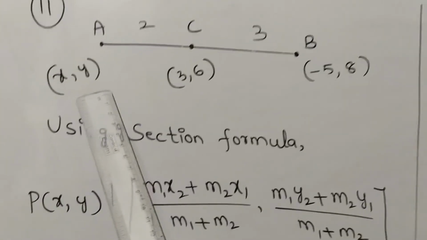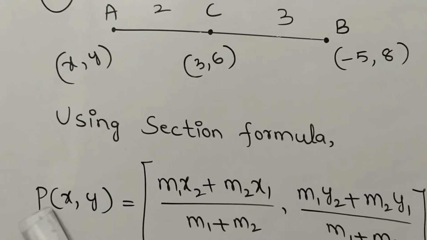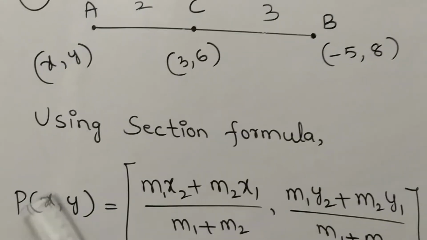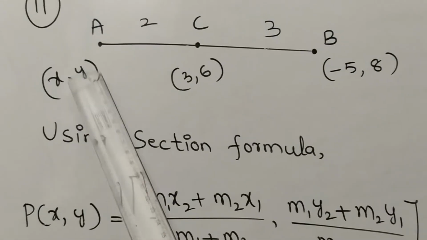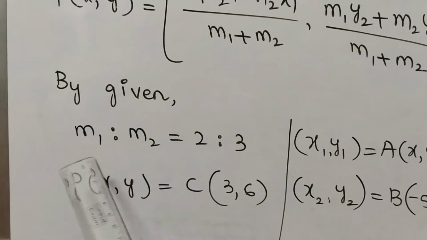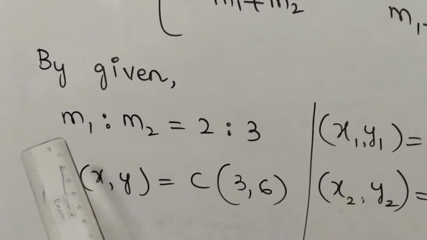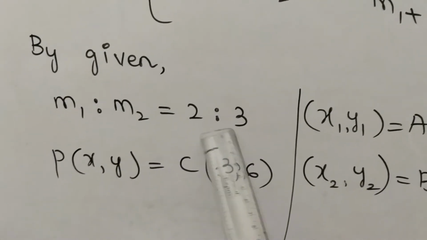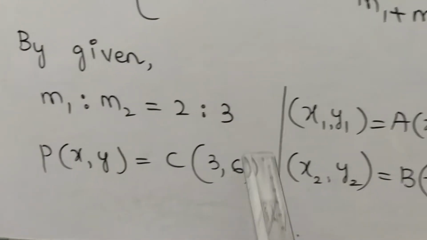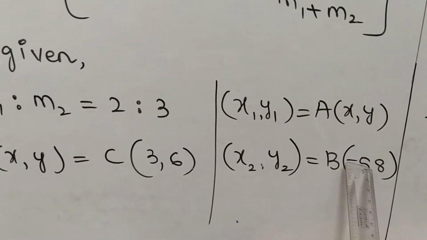In the previous questions, what you had found was the middle one, P(x, y), by using this section formula. Here the P value is given. You have to find this (x1, y1). So let us write here whatever is given. m1 is to m2 is equal to 2:3, the given ratio. P(x, y) is given as the C value, that is (3, 6), and (x1, y1) is A (x, y), and (x2, y2) is B (-5, 8).